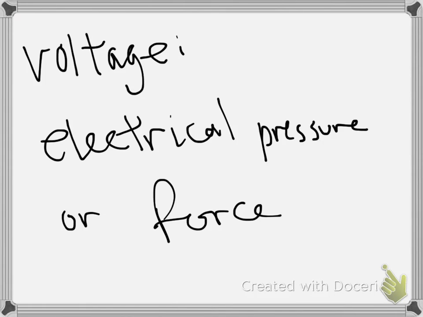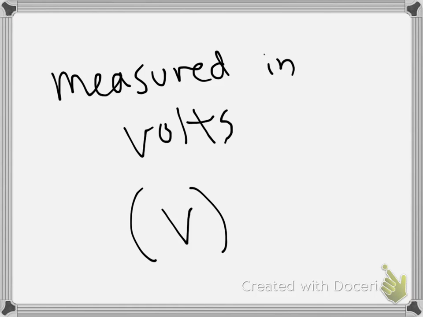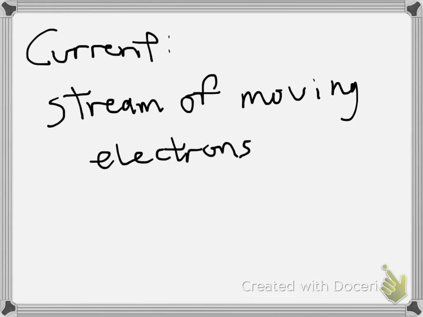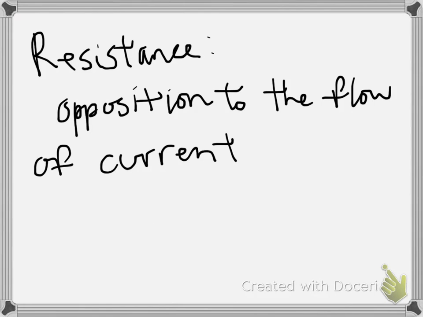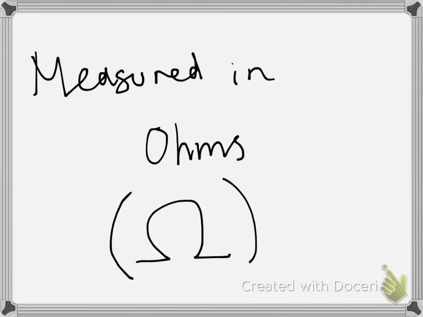Voltage is the electrical pressure or force, and it is measured in volts, which is written as V. And then there is current, which is a stream of moving electrons, and is measured in amperes, which is written as A. And then finally we have resistance, which is the opposition to the flow of current, and it is measured in ohms, which is written like shown.